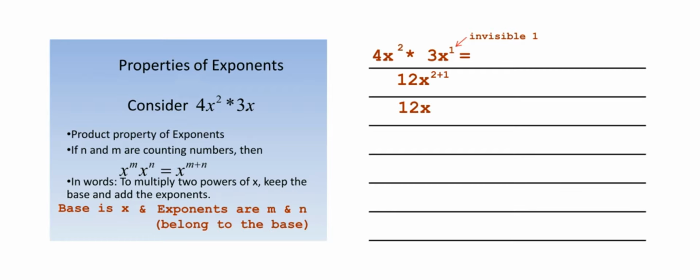Okay, so that means we still have 12x, and 2 plus 1 gives us 3. So there it is. That's it. That is our answer, 12x to the third. So properties of exponents, in this case the product property of exponents implies that when you're multiplying with the same base, the exponents add. So 2 plus 1 gave us 3.